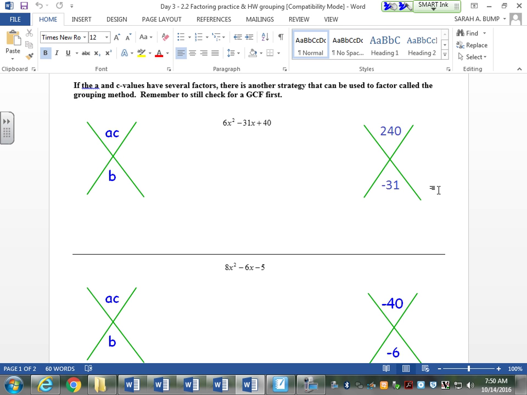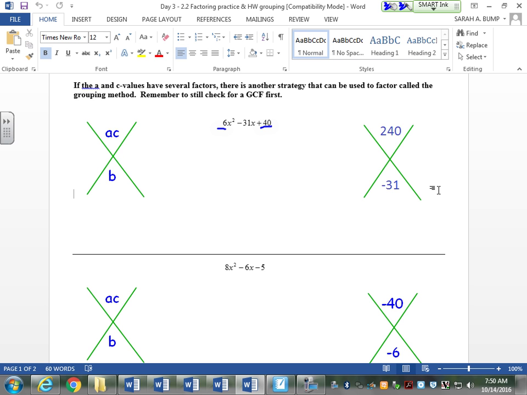You set up kind of like an X chart here. You'll see that in green. And in the top of the X chart, you're going to multiply your A times your C values. And in the bottom, you're going to write your B value. So that's already done here for us on the right side. When we multiply 6 times 40, we get 240. And then the B term is a negative 31. Make sure you are paying attention to your signs because the signs do matter.